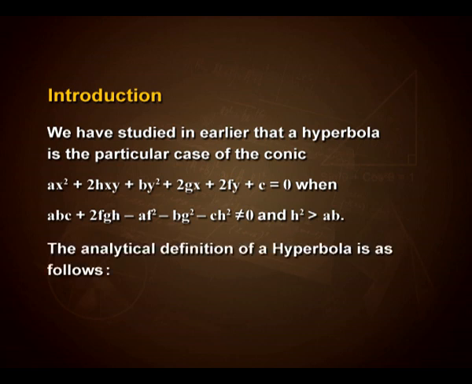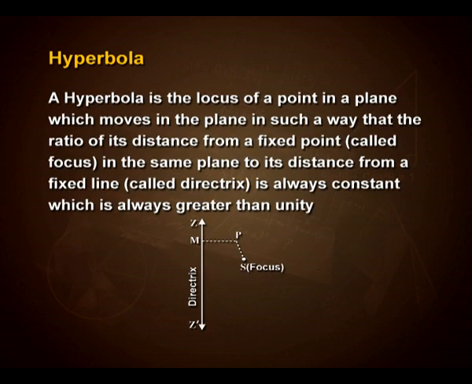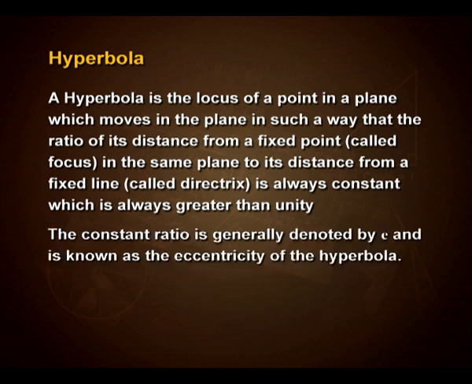The analytical definition of a hyperbola is as follows. A hyperbola is the locus of a point in a plane which moves in the plane in such a way that the ratio of its distance from a fixed point called focus in the same plane to its distance from a fixed line called directrix is always constant, which is always greater than unity. The constant ratio is generally denoted by e and is known as the eccentricity of the hyperbola.